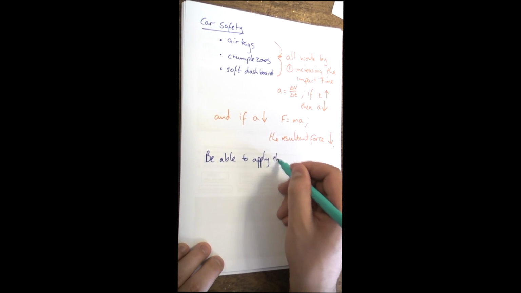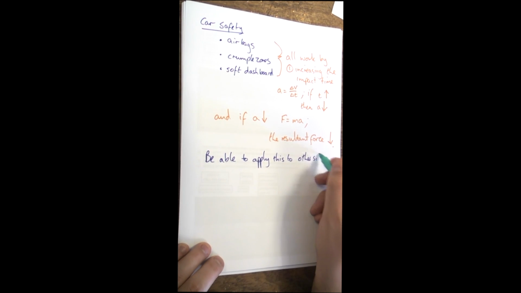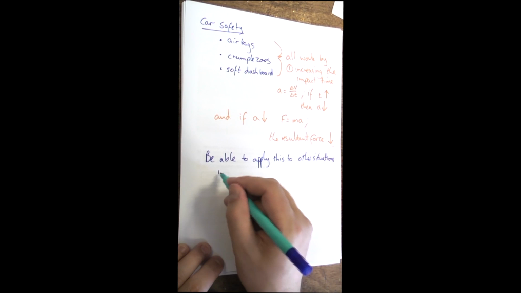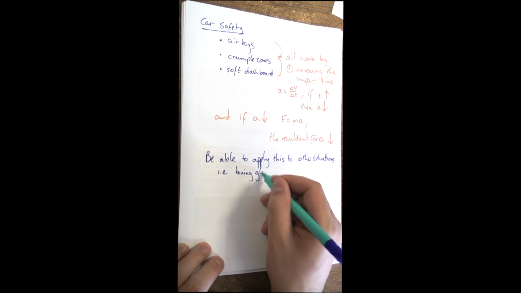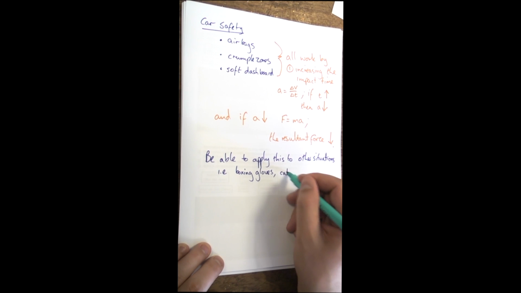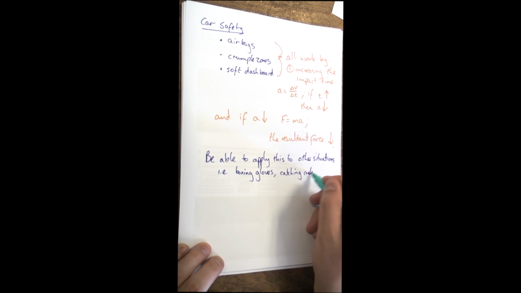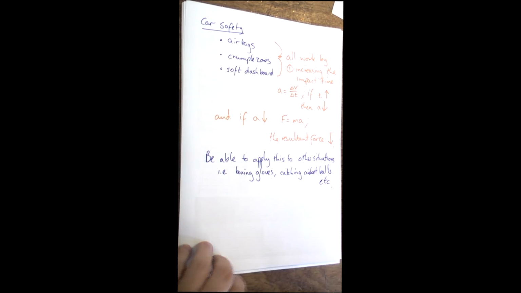Now, the key thing about this is you must be able to apply it to a number of different situations. Past paper questions in the past have involved cricket balls, but I suppose boxing gloves, anything like that could be used in order for you to apply this sort of car safety to explain what's going on.